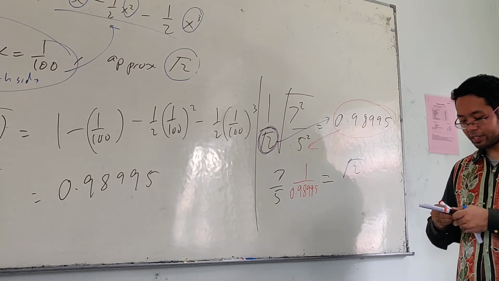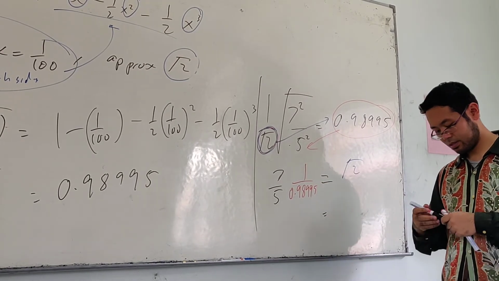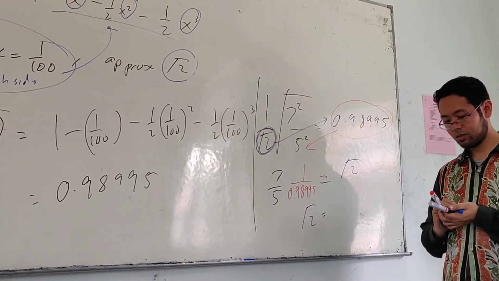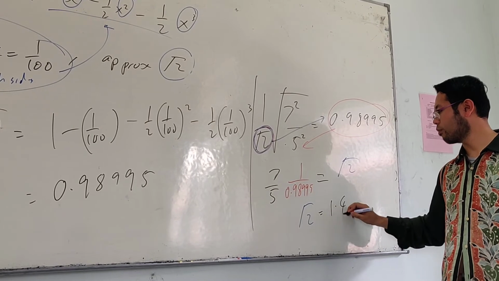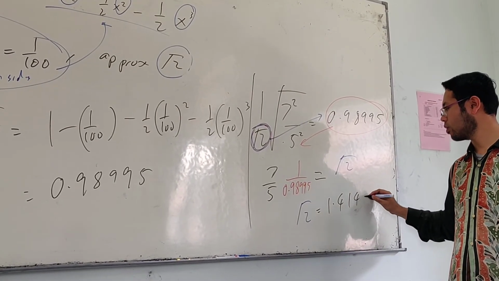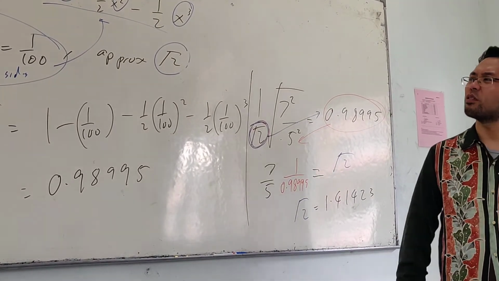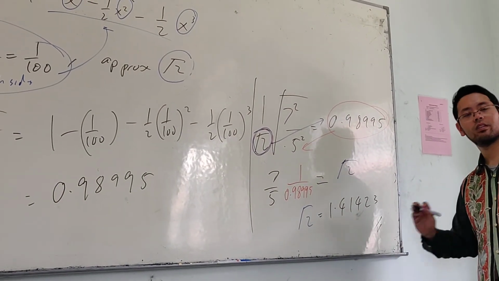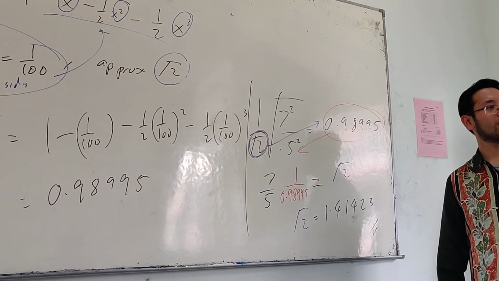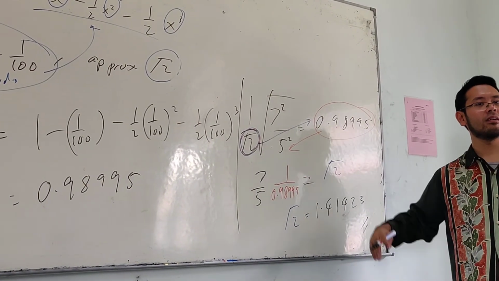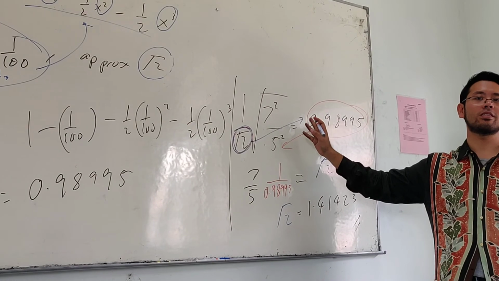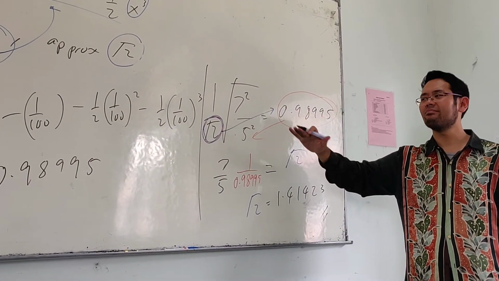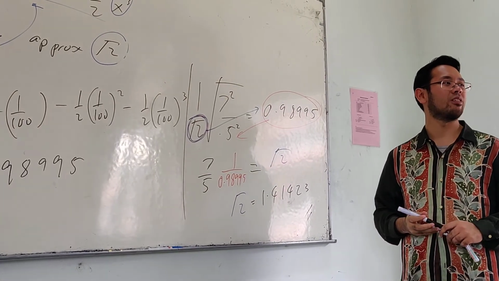0.98995. Press it in your calculator, what do you get? 1.4423. The question asks for 5 decimals. 1, 2, 3, 4, 5, okay. You guys okay? Got it? You see the pattern? Don't be afraid with this type of questions. It's going to come up in exams, most likely it's going to come up. And you can see the patterns are there. So nothing to be afraid of.